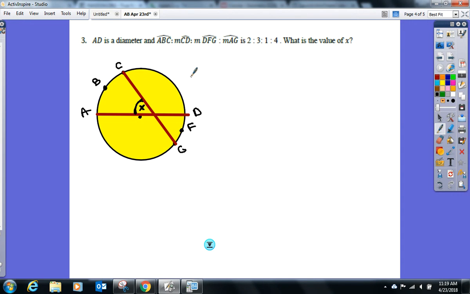Everyone all right? Okay, what do I do with all these numbers that are in a ratio? What have we been doing all year long? Put X's with them. So what do you want me to label as ABC, arc ABC? Arc ABC is going to be 2x. Where's the 3x go? CD. How about 1x? DFG right here. And then how about 4x?